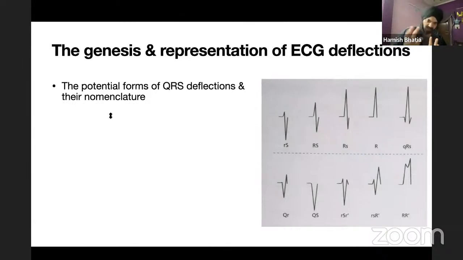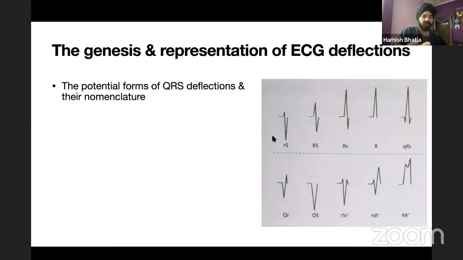So first of all, look at this slide. These are the potential forms of QRS deflections and the nomenclature. A QRS wave in different leads, in different patients and in different pathologies can look different. If a QRS wave looks like this, it is denoted as a small r and capital S. Always remember, in a QRS wave, the first negative deflection is going to be the Q wave. Then the first positive deflection will be the R wave. And the last phase of activation will be the S wave.